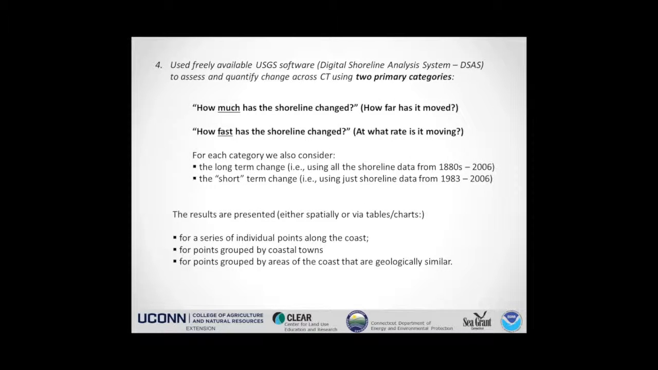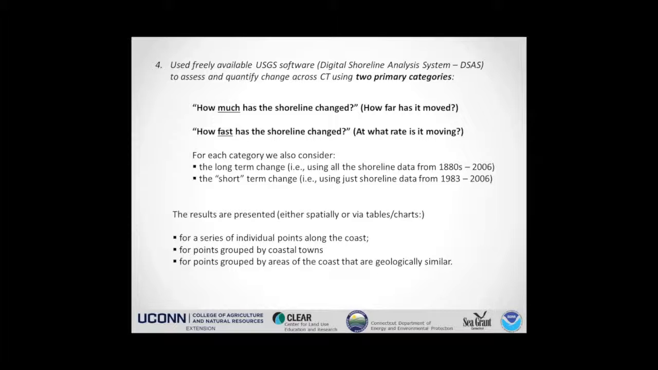So as Joel had mentioned before, we used DSAS, which is a free extension to the Esri ArcGIS package. It actually exists as a free web-enabled tool now, but wasn't available when we started this. But really what we're looking to quantify are two main things. One is how much the shoreline has changed, and you can think about it as how far it has moved, and also how fast the shoreline has changed, so at what rate it is moving. And for each one of those two categories, we're looking at a long-term rate or a long-term distance.